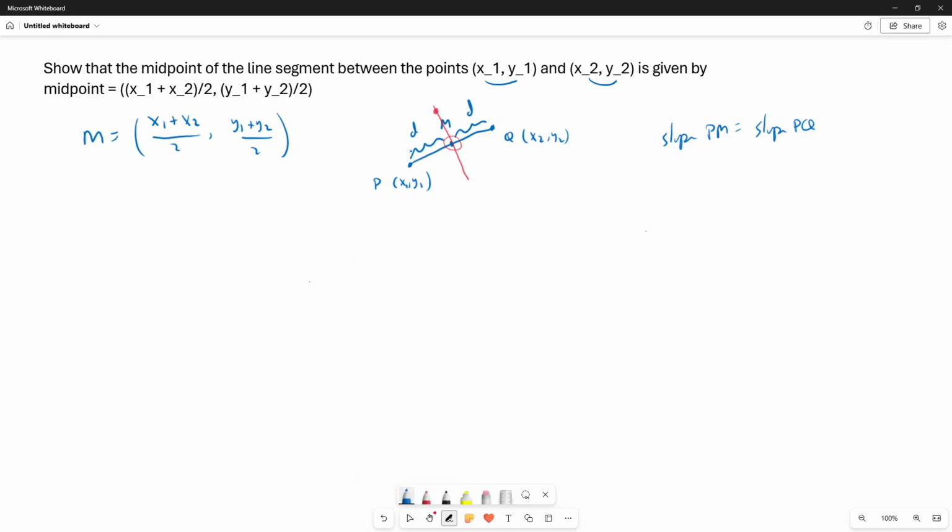The distance between P and M, so x1, comma y1, and our midpoint. The distance between 2 points involves a square root. So let's square the distance. Then that will be the square of the difference in the x's, so we'll call that delta x, plus the square of the difference in the y coordinates.